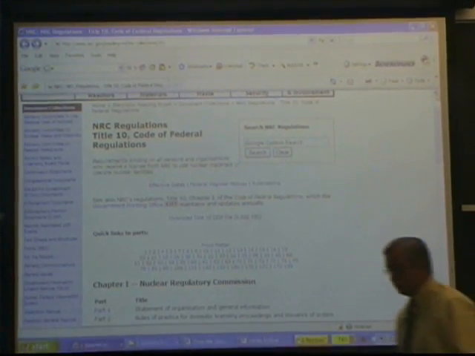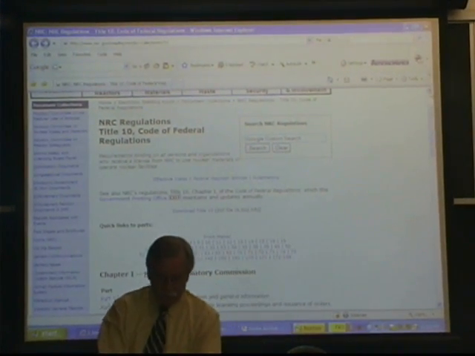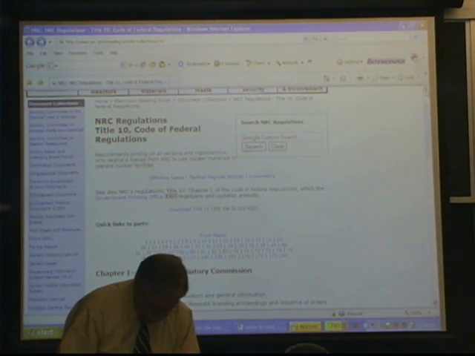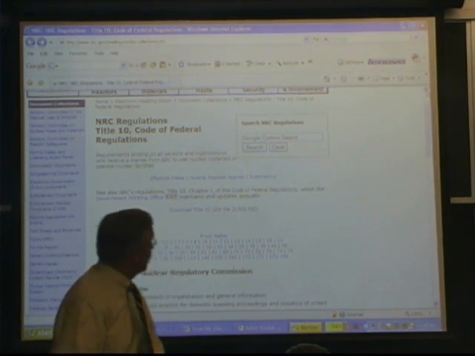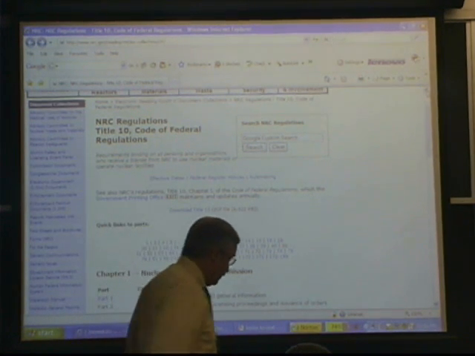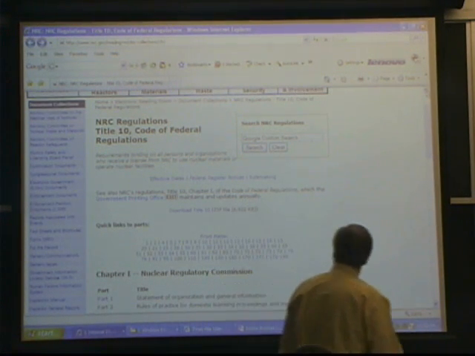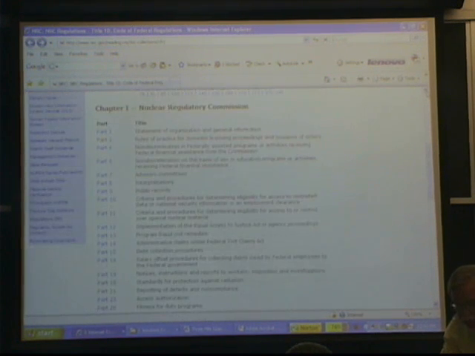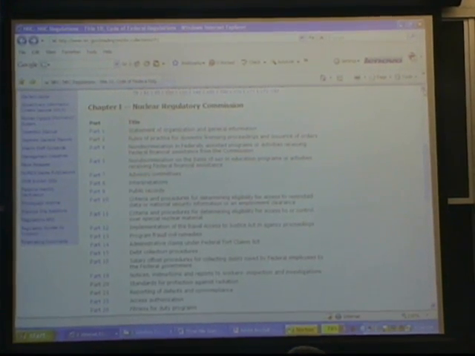Title 10 of the Code of Federal Regulations. Now, this is sort of the Bible of the reactor designer and the reactor operator. It is used to determine how the plants are going to be designed. And if we start going through some of these things, I've highlighted a few parts.